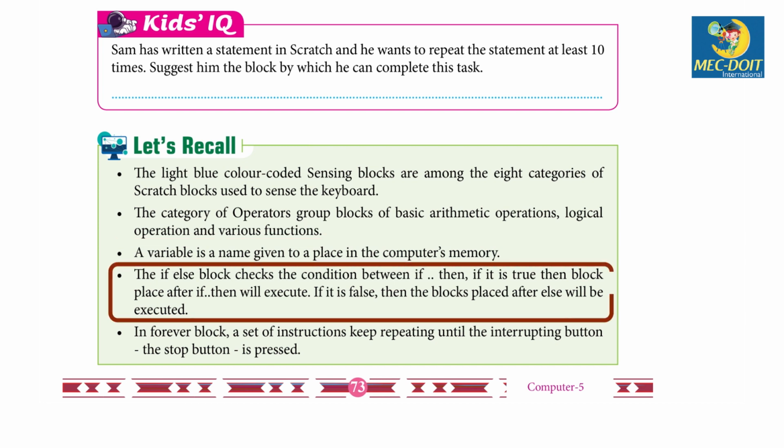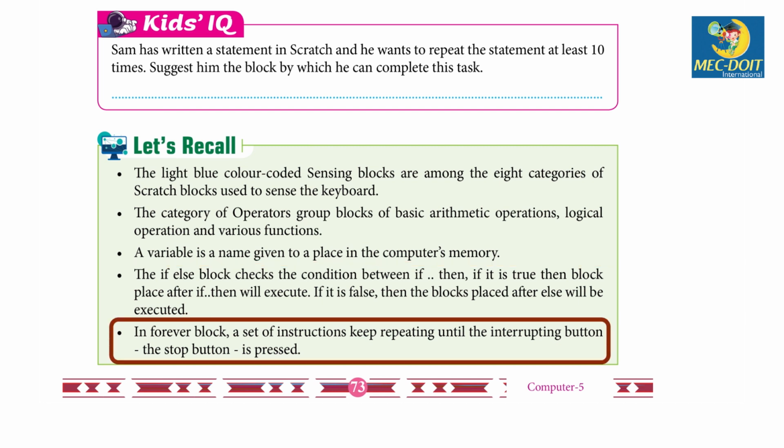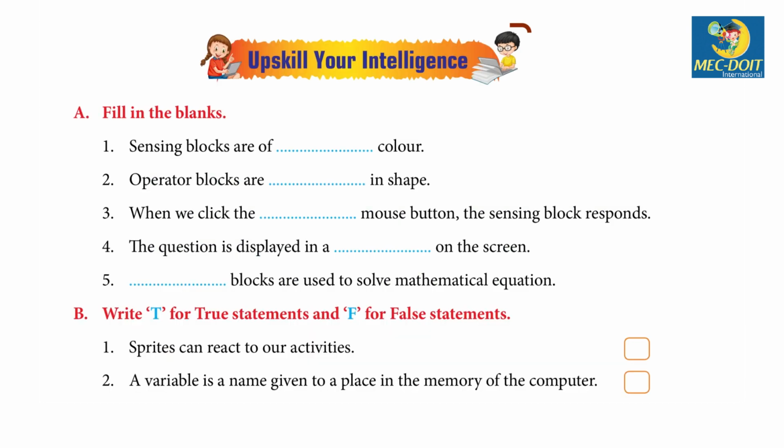The if else block checks the condition between if. Then if it is true, the block placed after if then will execute. If it is false, then the blocks placed after else will be executed. In the forever block, a set of instructions keep repeating until the interrupting button, the stop button, is pressed.